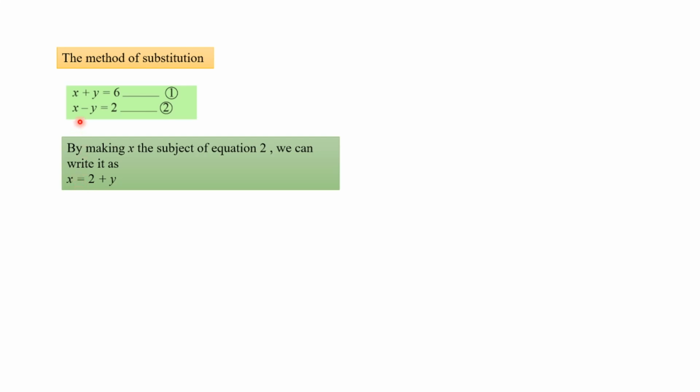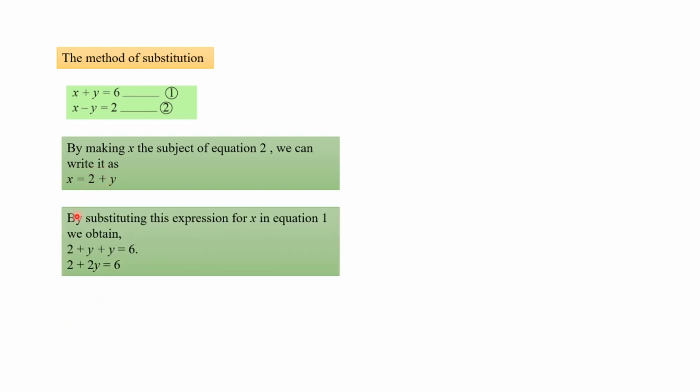The second equation you have already used, so you don't think about it now. Now consider the first equation. You know another value for x, so you can replace this x by 2 plus y. Please pay attention here: I replace this x by 2 plus y. So here for x I put 2 plus y, then plus y again, equals 6, so 2 plus 2y equals 6.